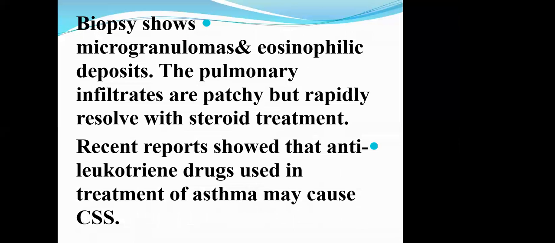Biopsy shows microgranuloma and eosinophilic deposits. The pulmonary infiltrates are patchy but rapidly resolved with steroid. If you give the patient steroid, the infiltrates go away immediately. Recent reports showed that anti-leukotriene drugs, which are montelukast, zafirlukast, pranlukast, which are used in patients with asthma as a prophylactic. Now montelukast is available in the market, used as a prophylactic for exercise induced asthma. This may give us a picture similar to Churg-Strauss syndrome.